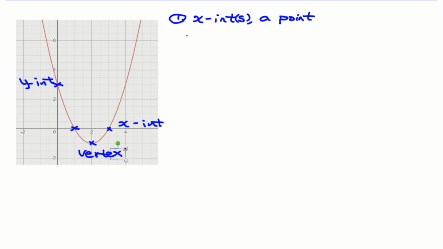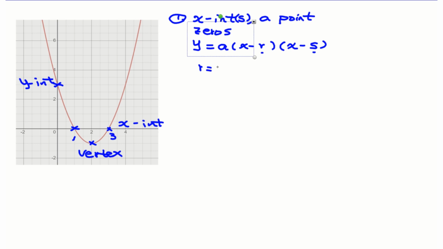If the zeros are given, then we are able to find the equation of the quadratic function. If the x-intercepts, or we call them the zeros, are given, then we are going to use the factor form. We have 3 forms. This is the factor form: y = a(x - r)(x - s). R and s are the zeros. For example, for this question, we have 1 and 3 as the zeros, so r equals 1 and s equals 3.